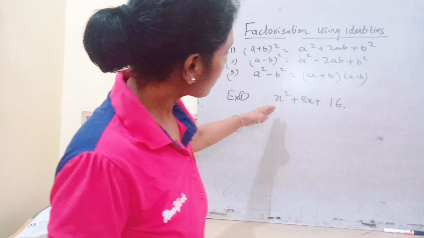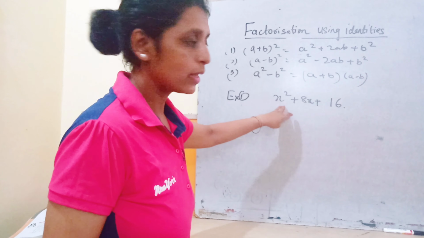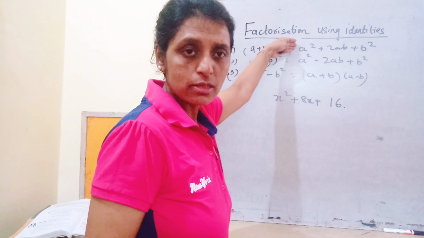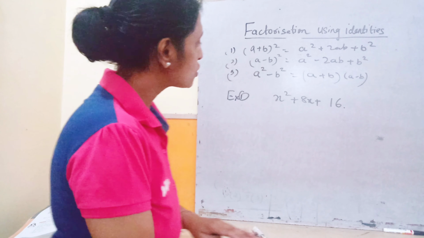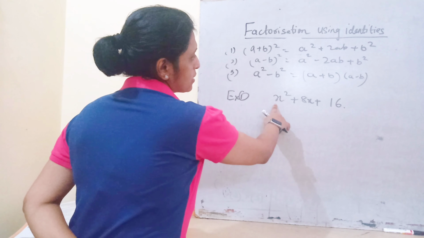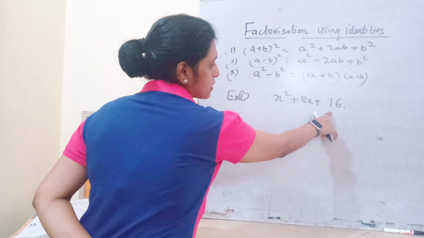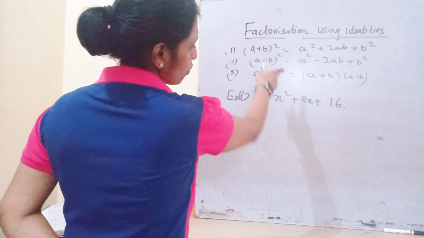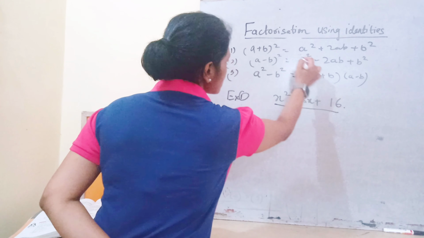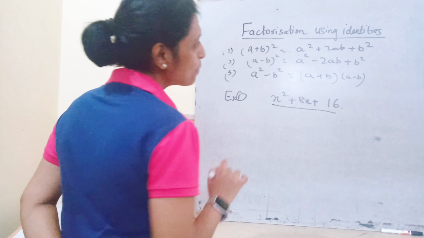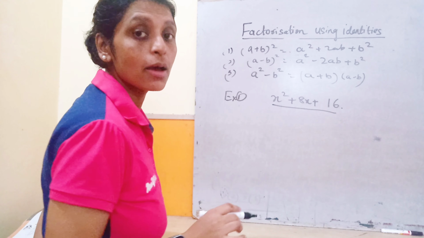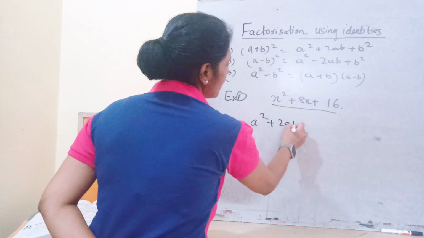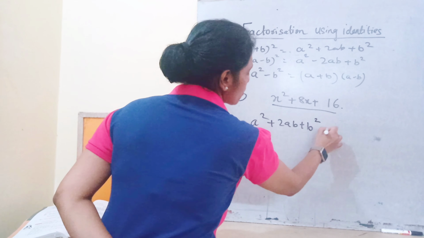Okay, so you can compare this trinomial x square plus 8x plus 16 with the expansions of the identities. So you can see it is x square plus 8x plus 16. So these are having the positive sign. So we can compare this with the first identity, a square plus 2ab plus b square. Okay, a square plus 2ab plus b square.